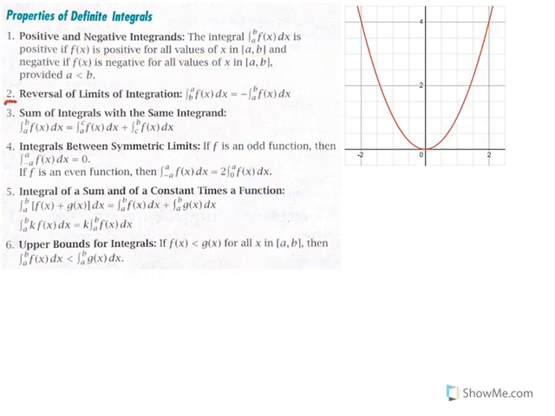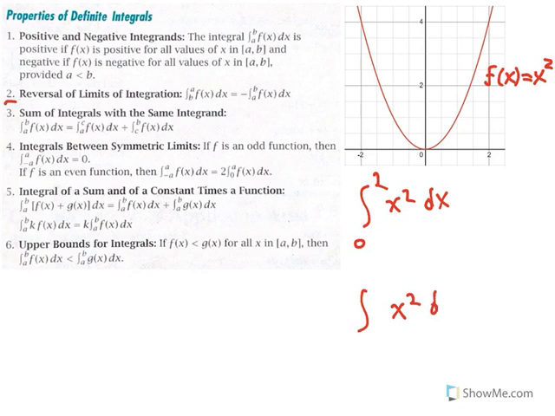Now we take a look at property number 2, reversal of the limits of integration. So consider the same problem that we looked at earlier, where we had f of x is equal to x squared, and we had the definite integral of x squared with respect to x from 0 to 2. Now, what if you had the definite integral of x squared with respect to x from 2 to 0? We can actually find what the value of each definite integral is by using the fundamental theorem of calculus.